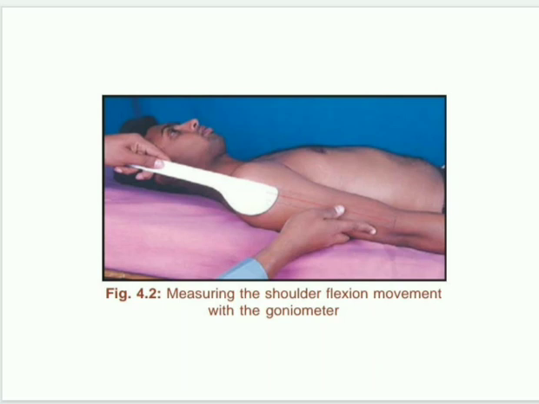And the stationary arm should be parallel to the mid-axillary line of your thorax. You can see the mid-axillary line of the thorax in red color. And your moving arm is parallel to the longitudinal axis of the humerus. And there are some precautions you need to take. You need to avoid extension of the trunk, and you need to avoid abduction of the shoulder and extension of the shoulder. These are the points you need to remember.